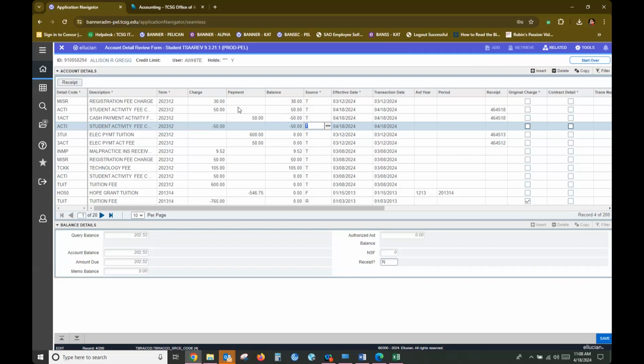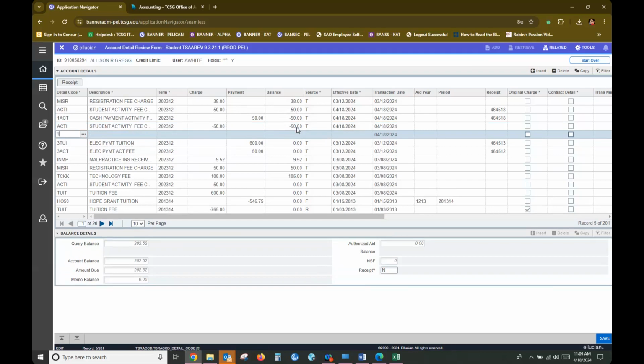The reason for that is when you run application of payment, this ACTI and this ACTI, so the one with the positive balance and the one with the negative balance, should marry together, and that will zero out the ACTI charge. Then you're going to do the same thing with your payment, because we can reverse out the payment.